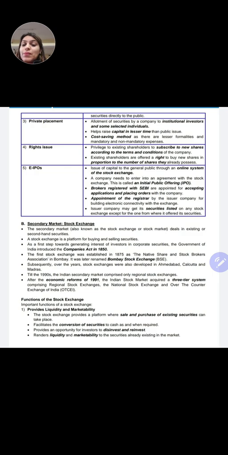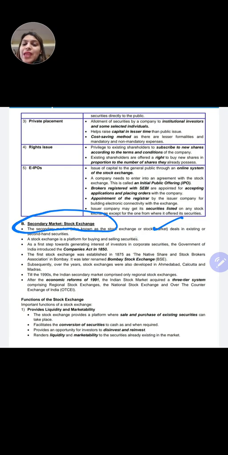And today we are talking about the second type, that is the stock exchange, which is focusing on the secondary market. So basically, what is the stock exchange? It is all about dealing in the existing shares, or you can say existing securities, that is buying and selling of existing securities.